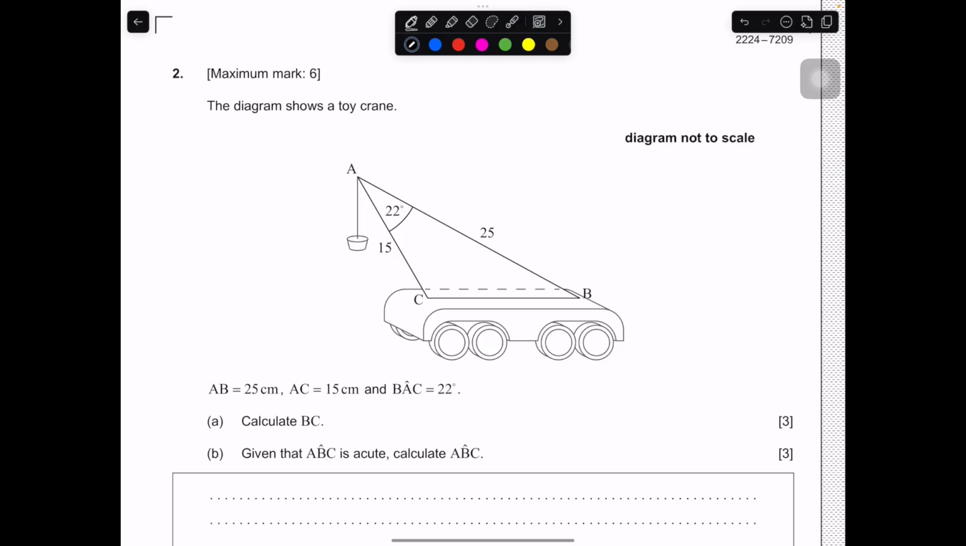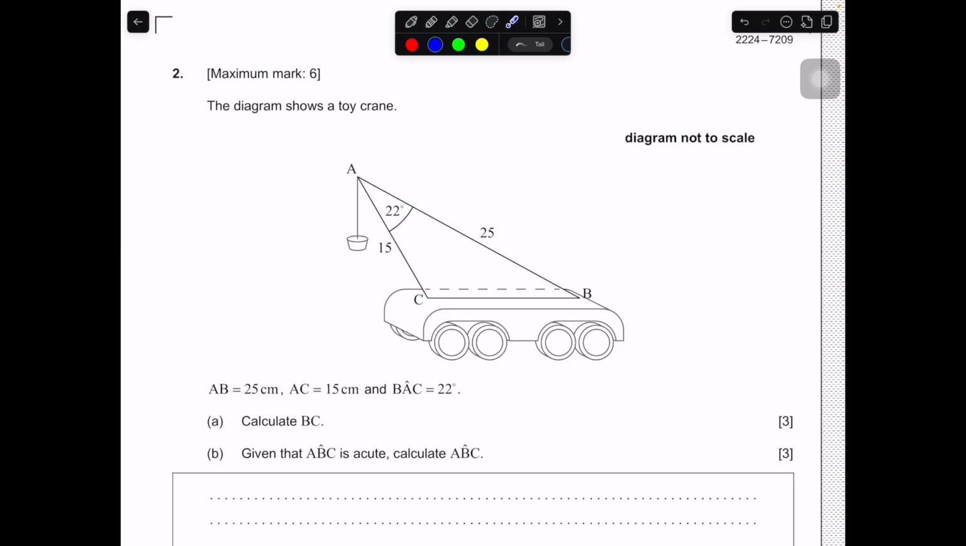Part 2, we have a trigonometry question. Here we go. The diagram shows a toy crane. Let's read this question. They tell us that AB is equal to 25, AC is equal to 15, and then BAC is equal to 22 degrees. The first question, they're asking us to calculate BC, and it's a 3-mark question, so we're going to need to show some process. So we're in the realm of non-right angle trigonometry, because this right here is definitely not a right angle. Neither is this, and neither is this.